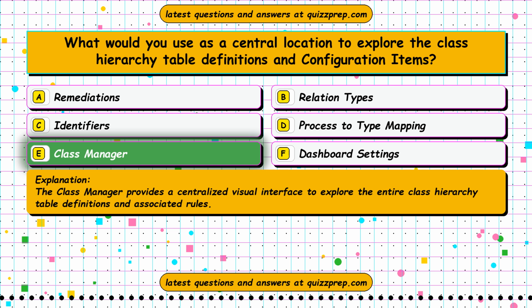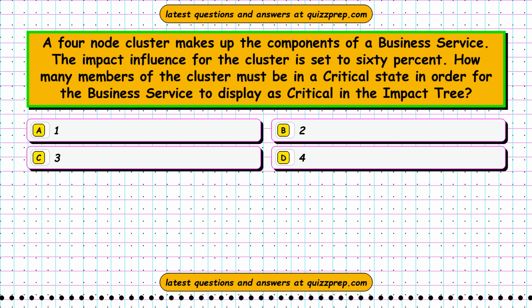Question 18. A 4-node cluster makes up the components of a business service. The impact influence for the cluster is set to 60%. How many members of the cluster must be in a critical state in order for the business service to display as critical in the impact tree? Option A 1, Option B 2, Option C 3, Option D 4.